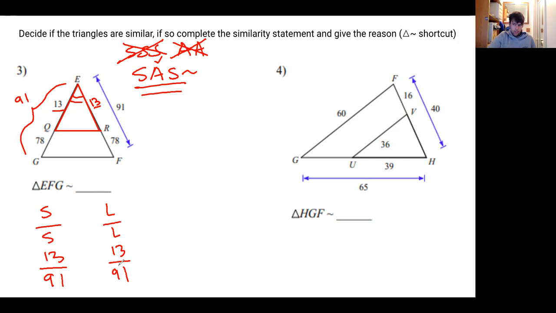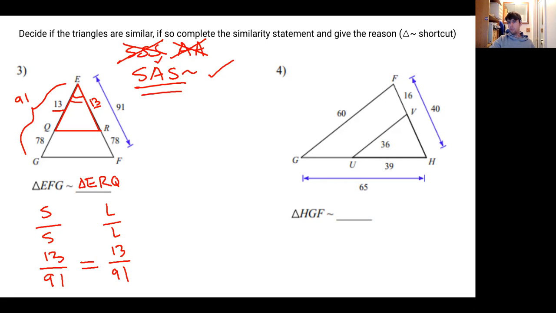So these are exactly the same. There's no difference whatsoever. I don't even have to reduce them. They are equal. So these are similar by SAS. And let's go ahead and finish that similarity statement. E, F, G, that's the bigger triangle. So E corresponds with, sorry, E corresponds to E. F corresponds with R. G corresponds to Q. And just match those up in a corresponding manner. And there we go.